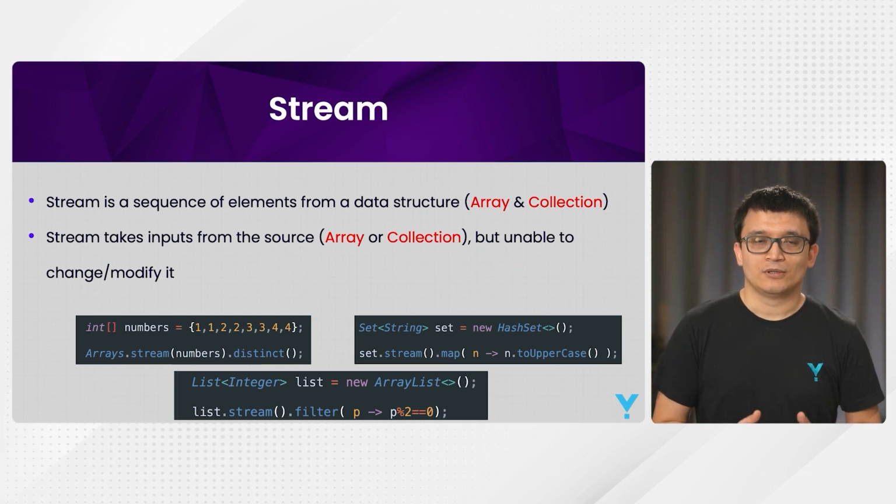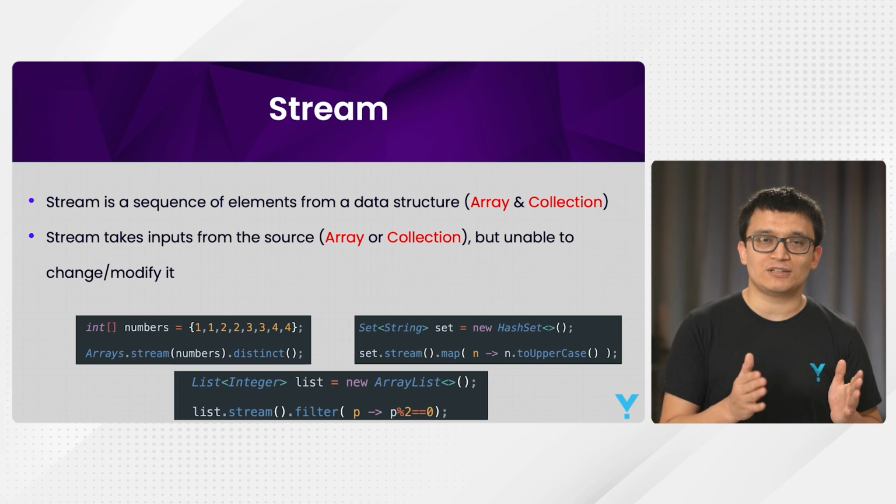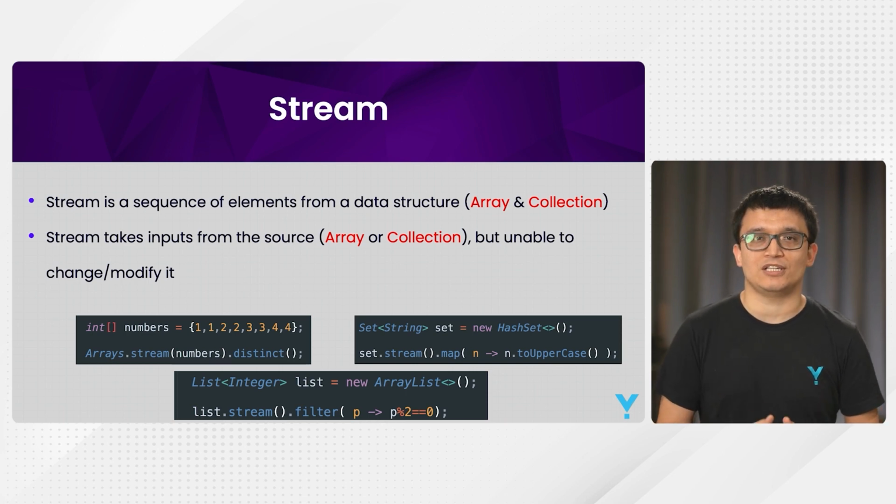Once the stream takes the elements from the array or collection, the elements within the stream cannot be changed. You cannot modify them. They become unchangeable. So whenever you have any sort of array or collection, you are able to create the stream instance by calling the stream function on them.